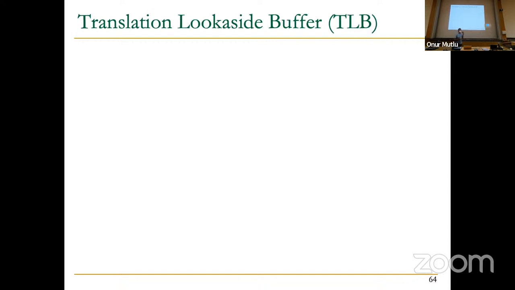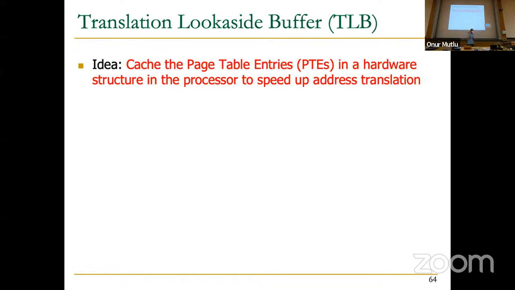And that's the idea of the translation look-aside buffer. This could easily be called a translation cache. A more precise way of thinking about it is a page table entry cache, basically a cache of page table entries. And that's the idea, basically. Cache the page table entries in a small, fast hardware structure in the processor to speed up the address translation. And that's the idea of a TLB you may have heard of.